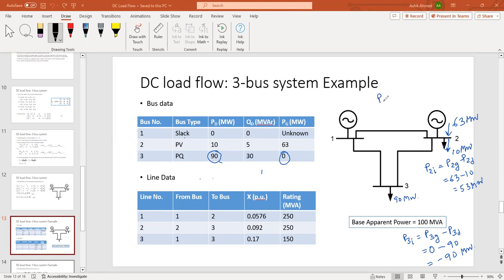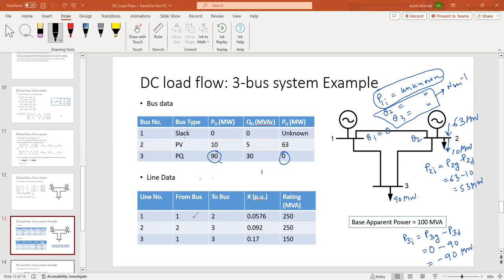What about P1 injection? This is unknown. This we still don't know. We have to solve for it. What about theta 1? Theta 1 is 0 because this is the slack bus. What about theta 2? Unknown. Theta 3, unknown. However, once we calculate theta 2 and theta 3, that will help us finally to calculate P1 injection. We will see that later on. So for the time being, our unknowns are theta 2 and theta 3, that is N bus minus 1. These two unknowns are there.